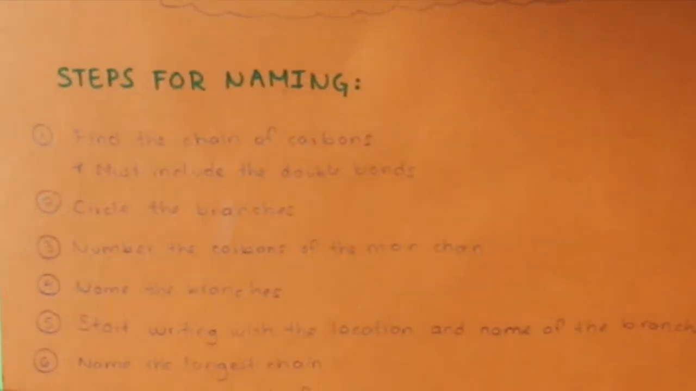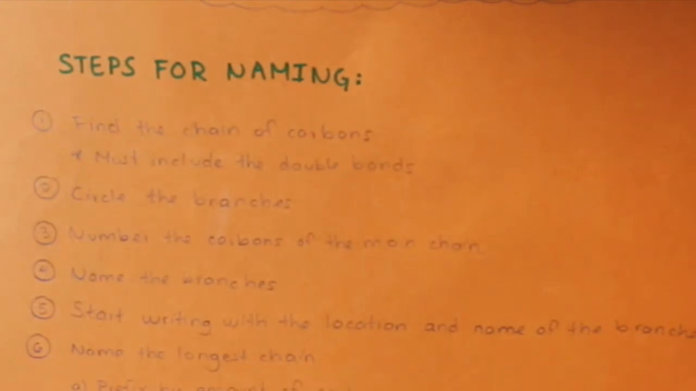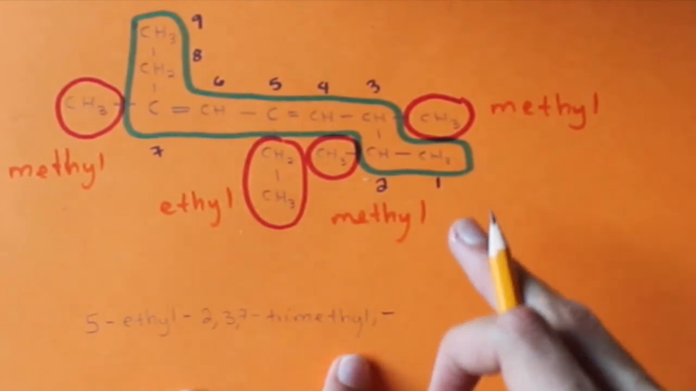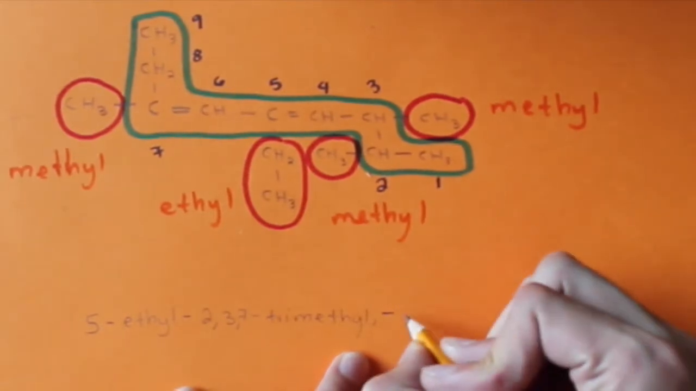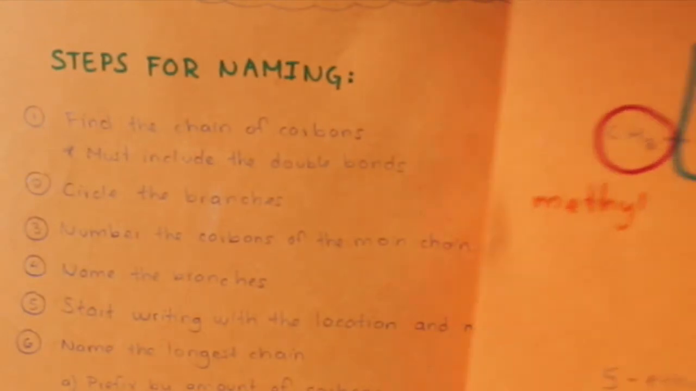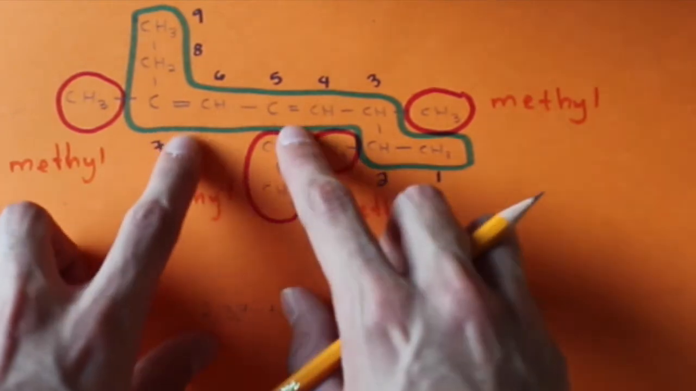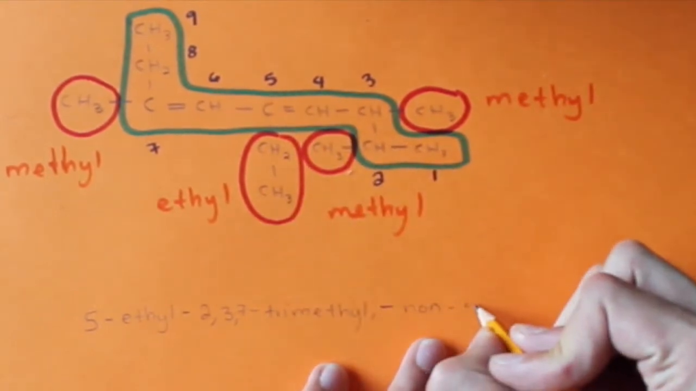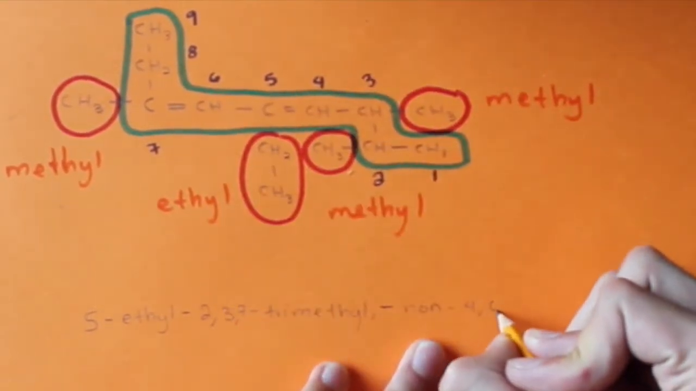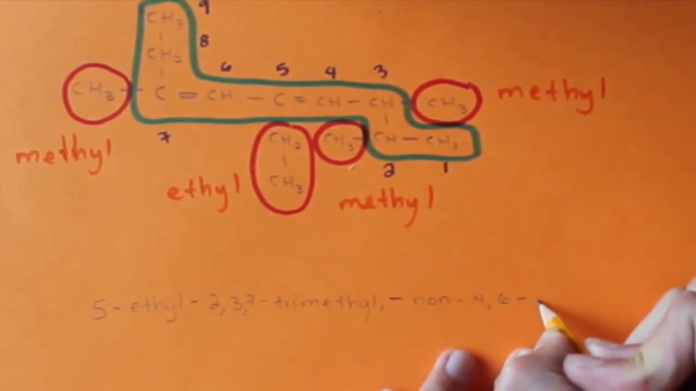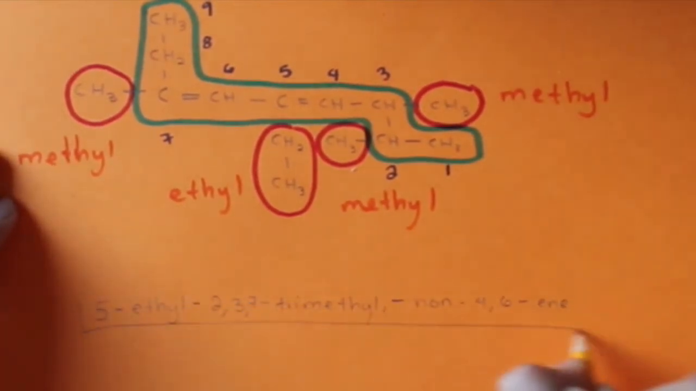Then we have to continue with the name of the longest chain. First we have to put the prefix by amount of carbons, so as they are nine carbons, we put non. Then we have to put the location of double bonds. This is important because we have to specify where the double bonds are located. So they are in carbon number 4 and in carbon number 6. And now we end with our ending, depending on whether it is alkane, alkene or alkyne. And this is an alkene. So this will be our name.